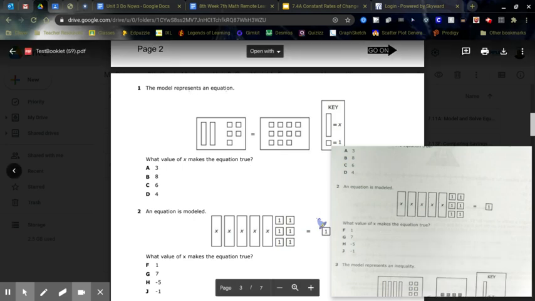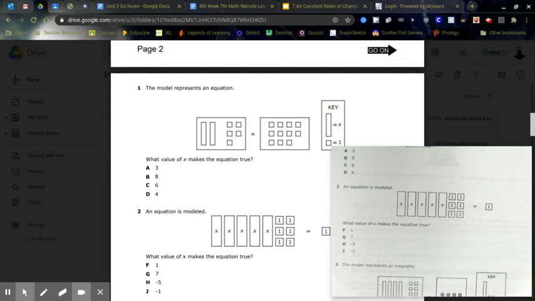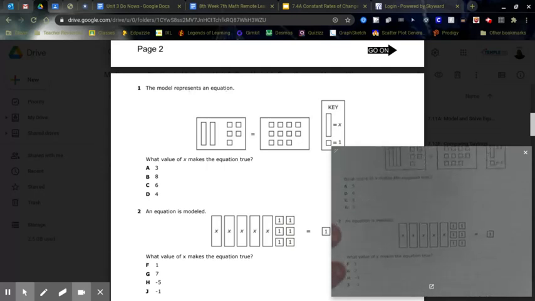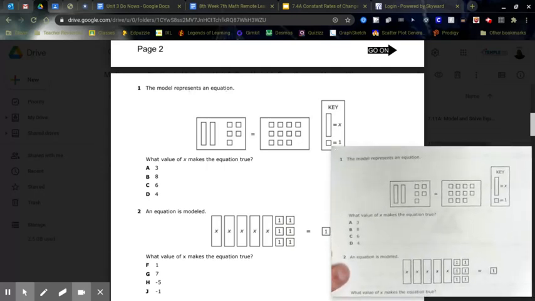Okay, guys, so today I'm going to go over the corrections with you and show you how to do each of these problems and what the correct answers are for everything, okay? So we're going to start with number 1.